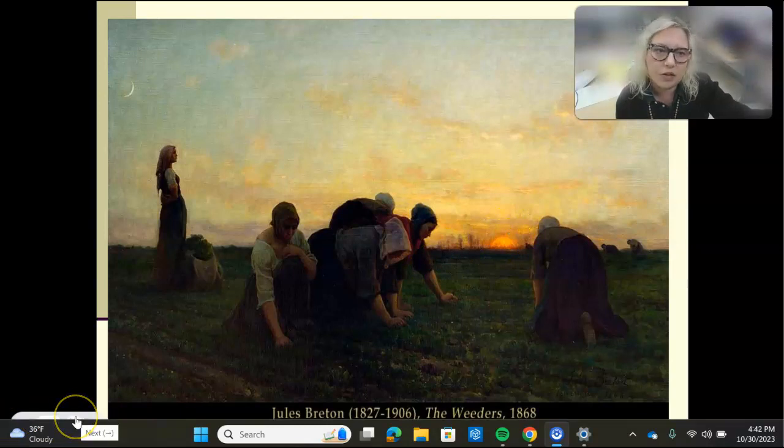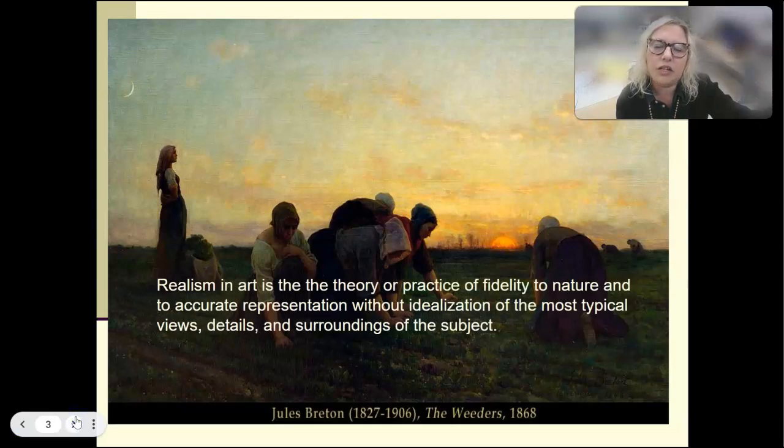Well, this is a good example of realism in art, and I'll tell you why. Realism in art is the theory or practice of fidelity to nature, so being honest to nature, to how things are, and to accurate representation without idealization of the most typical views, details, and surroundings of the subject. And so realism is what it sounds like. It's telling the real story, not exaggerating at all, not making it look better than it is, worse than it is, etc.